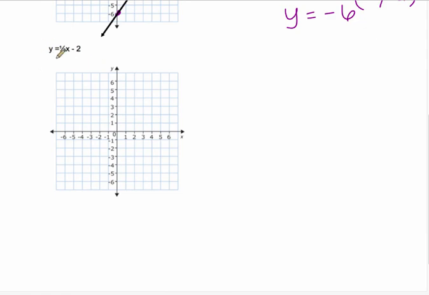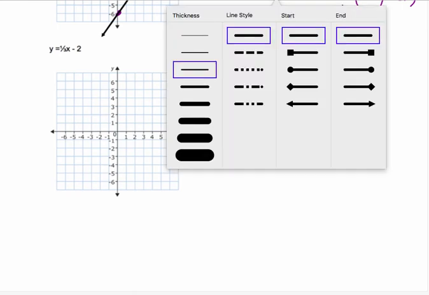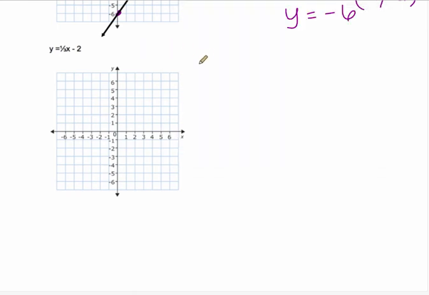All right, so now this one is not in standard form. So what we're actually going to do first is rewrite this in standard form. So it says y equals 1/3 x minus 2. This is linear, okay? The x is not in the denominator. This is a linear function.